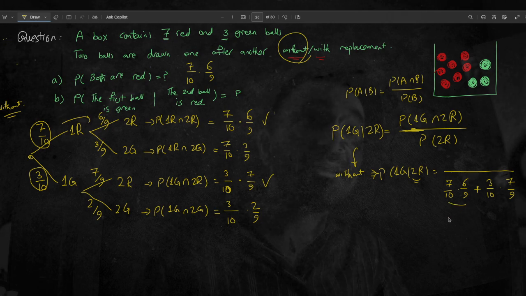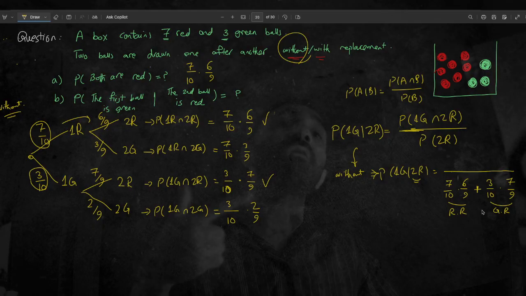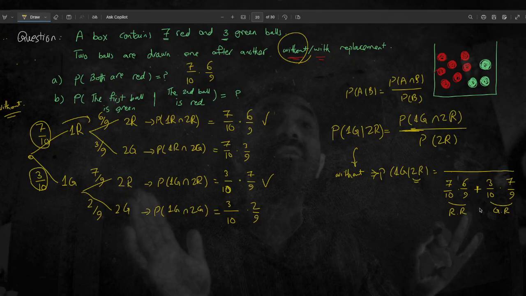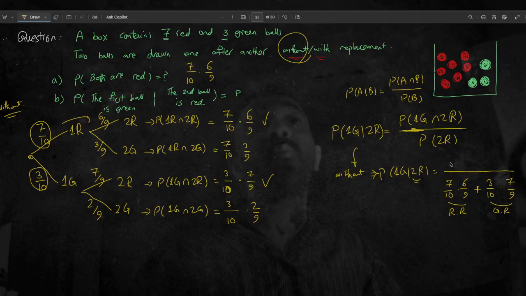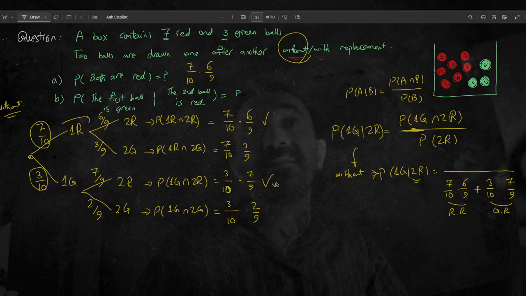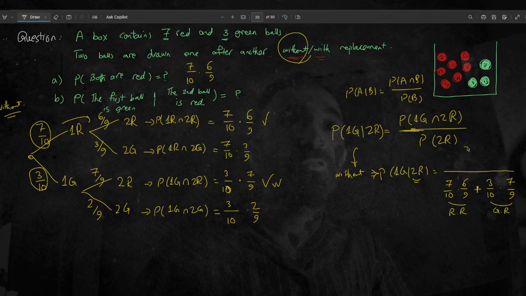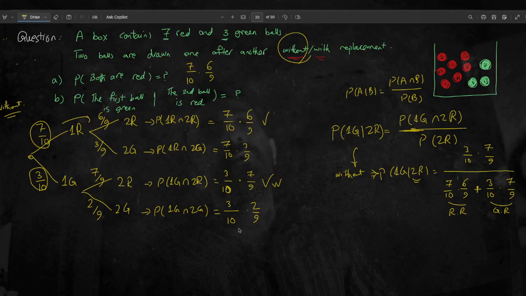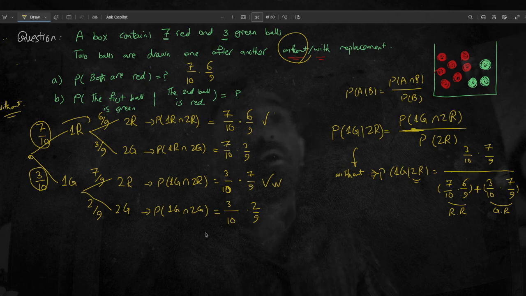Okay, this is the denominator. Why? Because this is red, and this is green and red. In both cases, the second ball is red. So this is our denominator, the probability that the second ball is red. Okay, now what is going to be the numerator? The numerator has to be the first ball green and the second ball red. So we are talking about this case, 3 over 10 times 7 over 9. You can find the final answer with the calculator. I'm not going to do it here.